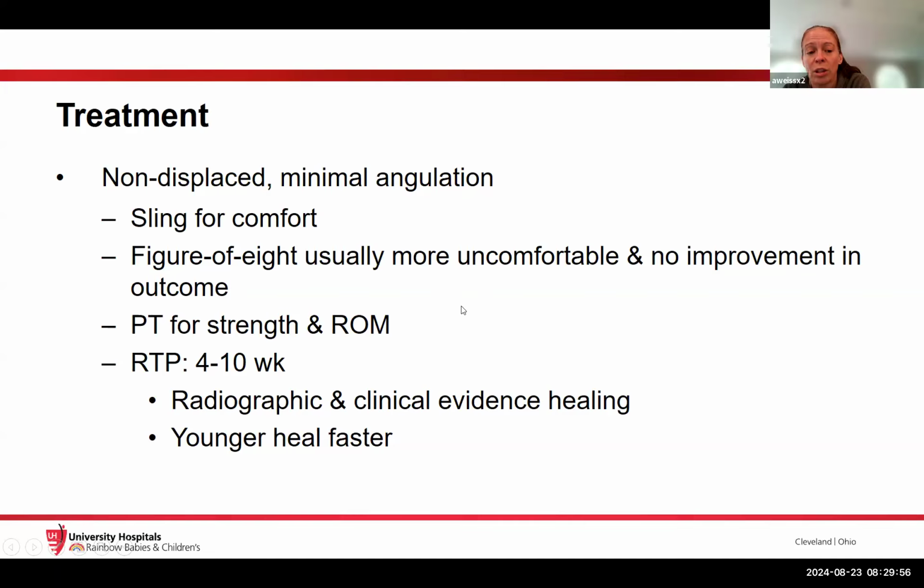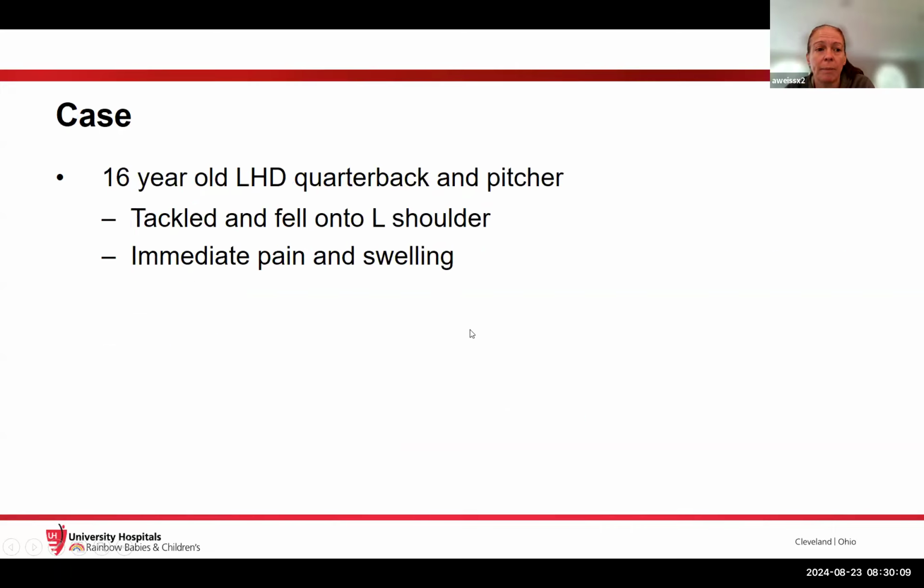So we want them to look good on x-ray and have no pain when we examine them to make sure that they're ready to go back to play, because these do have a high rate of refracture when we put them back into sports like football and hockey.